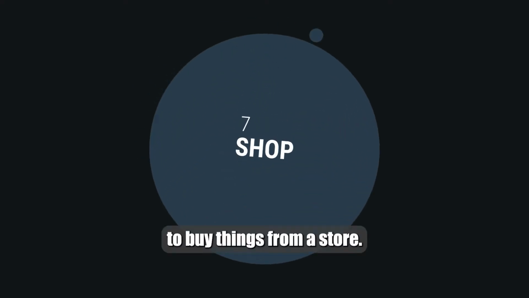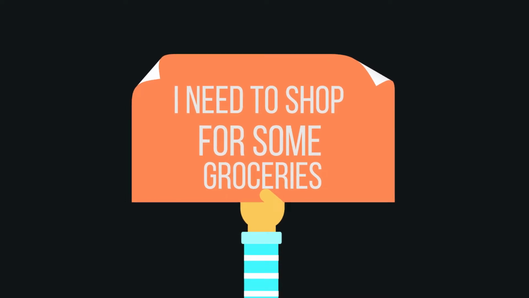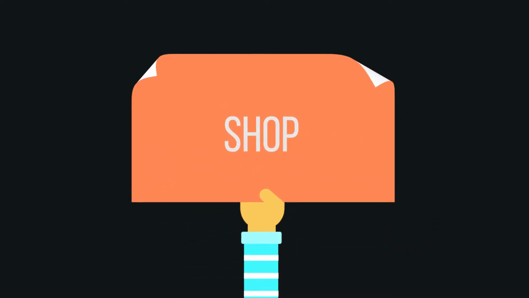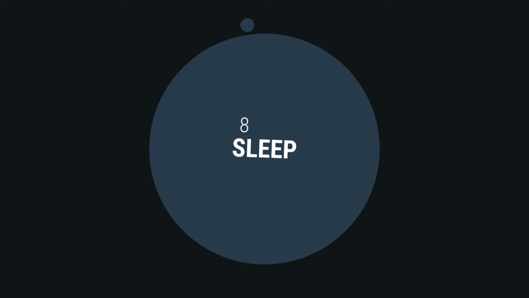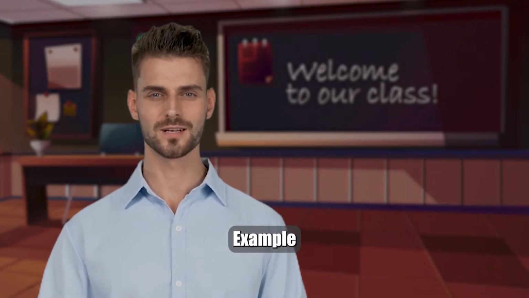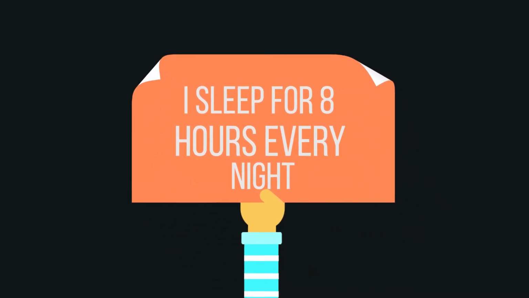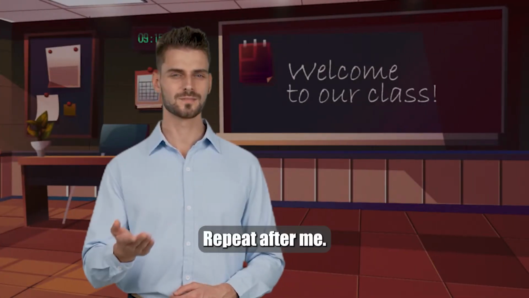7. Shop. To buy things from a store. Example. I need to shop for some groceries. Repeat after me. Shop. 8. Sleep. To rest by lying down with your eyes closed, usually at night. Example. I sleep for 8 hours every night. Repeat after me. Sleep.